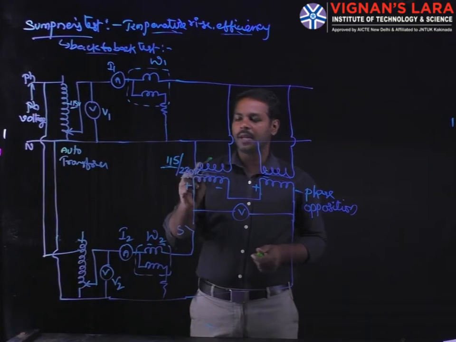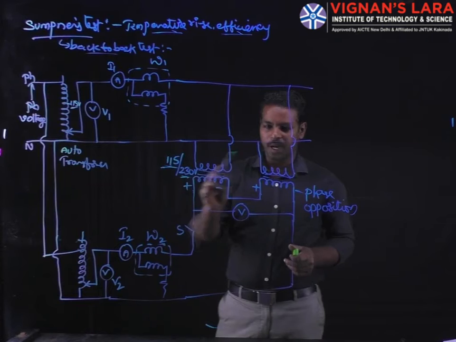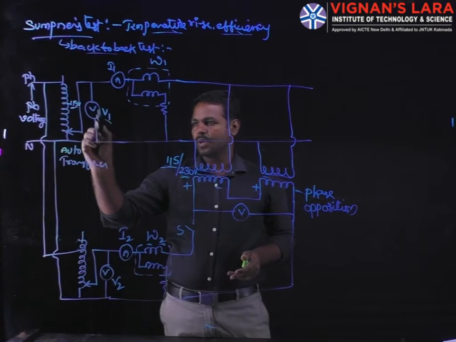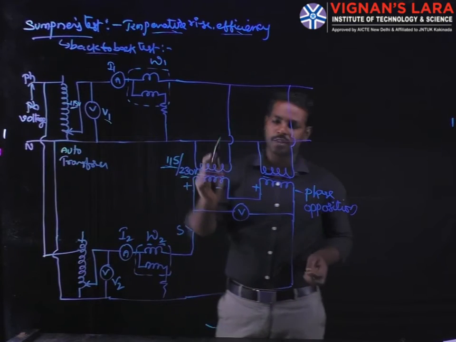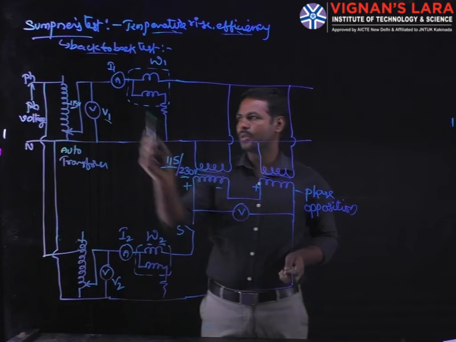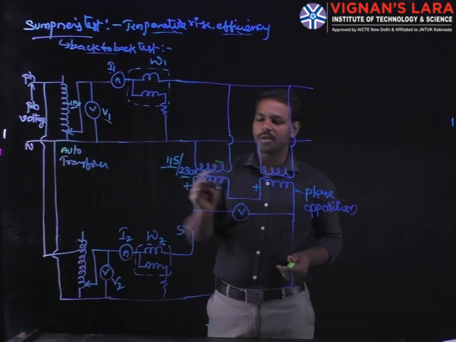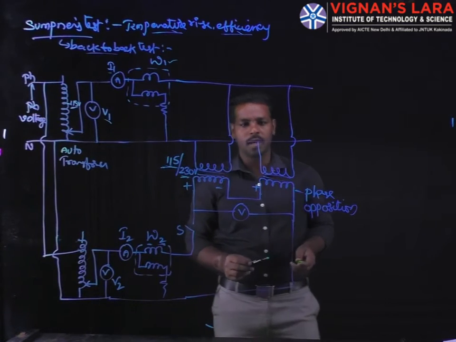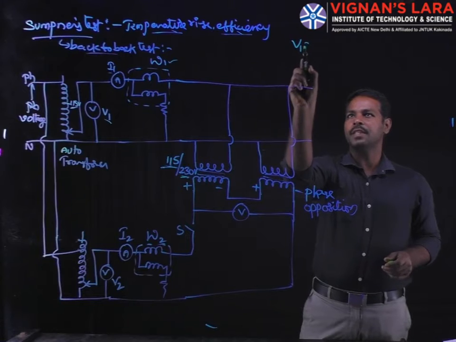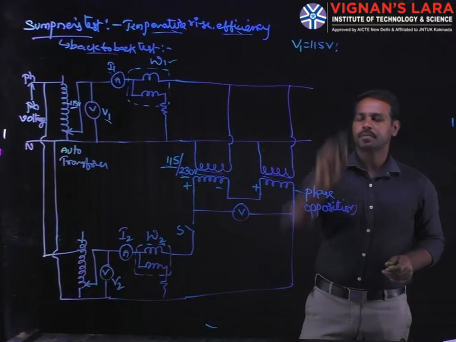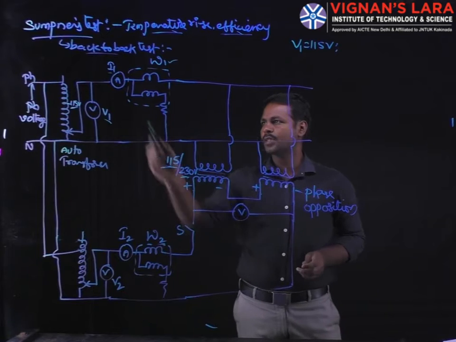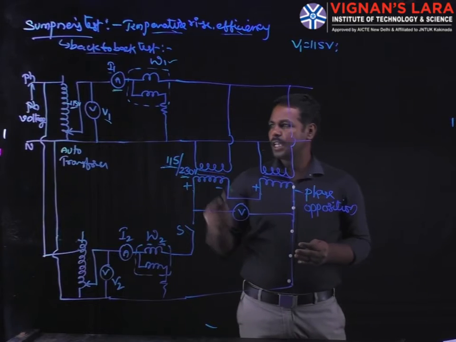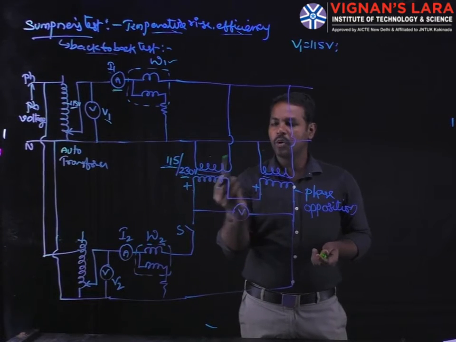Whenever the rated voltage is applied across the primaries of both the transformers, we get three parameters. One is the input voltage V1, which is equal to 115 volts. The corresponding current drawn from the supply is I1, which is the no load current drawn from the supply for both the transformers. The wattmeter reading, which gives the core losses existing in the transformers, is W1.